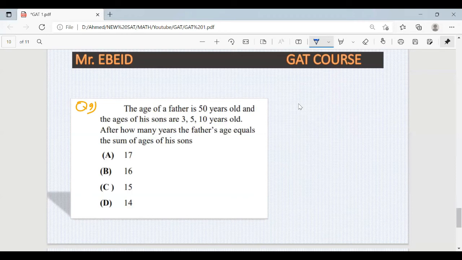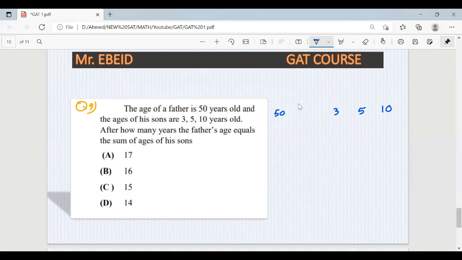The age of the father is 50 years old, and his sons are 3, 5, and 10. So we have the age of the father, which is 50, and each son 3, 5, and 10. After how many years will the father's age equal the sum of the ages of his sons?